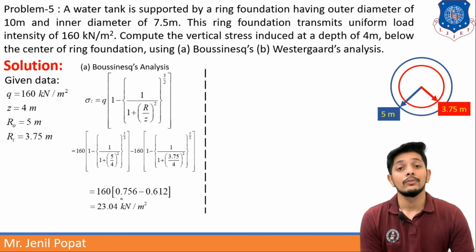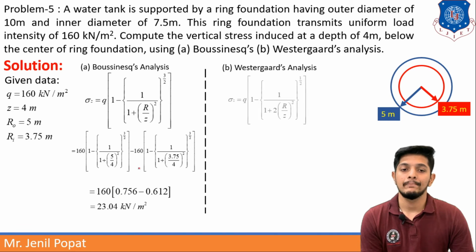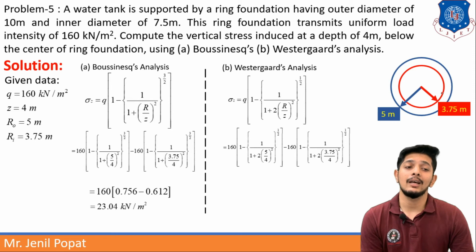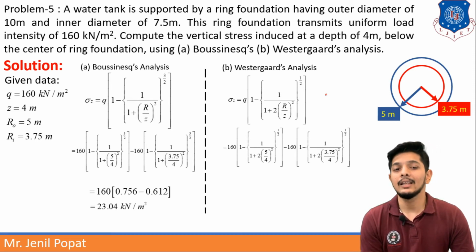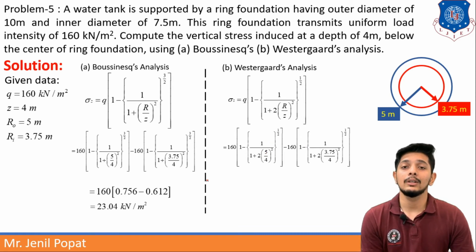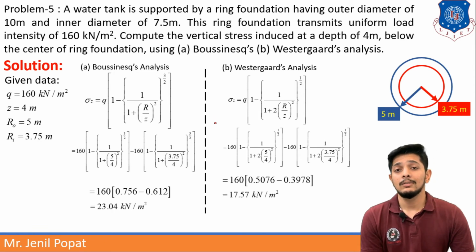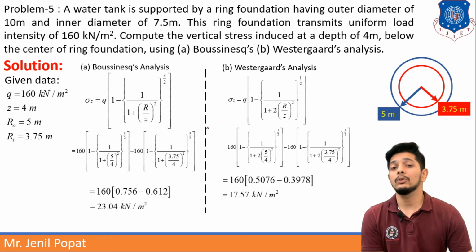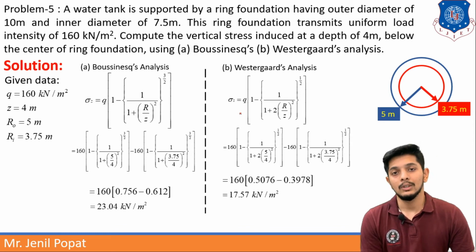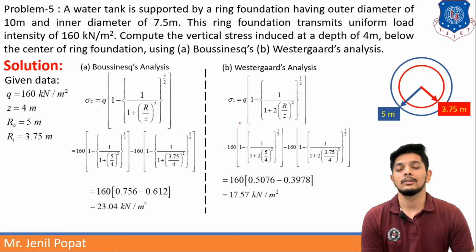Let us find out it from Westergaard's formula. Again, it also should be divided in two portions as RO and RI is given. RO is outer and RI is inner diameter. So putting outer diameter first and then we will put inner diameter so that value stays in positive. Sigma Z is coming as 17.57 kilonewton per meter square. Again, Boussinesq and Westergaard will vary. Don't worry about the variation. You just calculate it and put it in the answer.